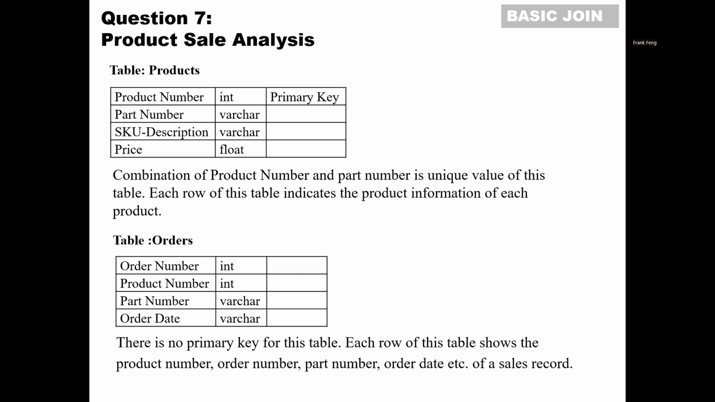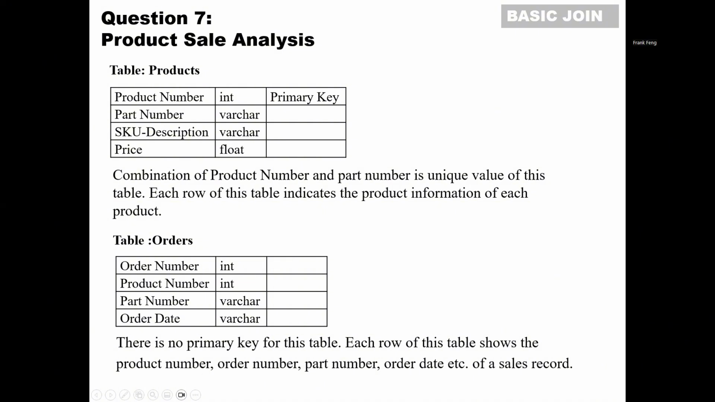Now let's see question 7, how to find products that had no sales between 2022 and 2024. We'll walk through the problem setup, explore the logic, and demonstrate the solution live in SQL Server Management Studio. We're working with 2 tables, products and orders. The products table stores information about each product, including product number, part number, SKU description, and price. The orders table logs individual sales orders containing the product number, part number, and the date the order was placed.